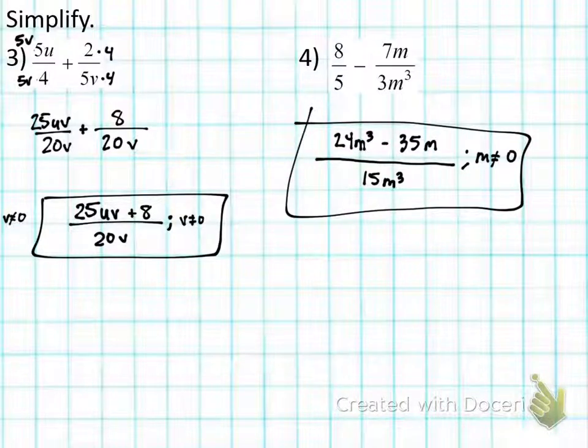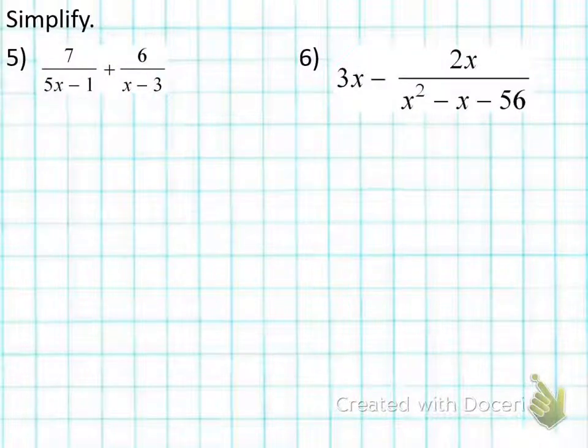All over 15m cubed. Okay, if you made a mistake, please correct it and tell your neighbor, I made a mistake here. If you did it correctly, tell your neighbor, I did it correctly. I feel good about myself. If you got it wrong, say, I made a mistake here, but I'll not do that again and feel good about myself next time. Okay? Good.